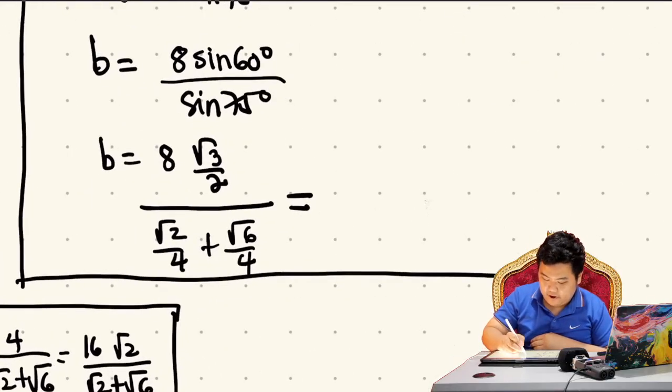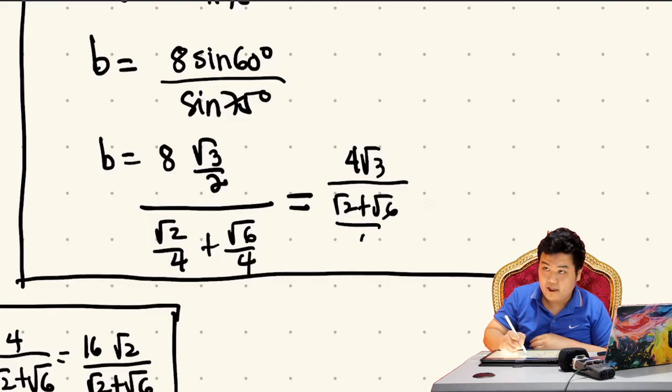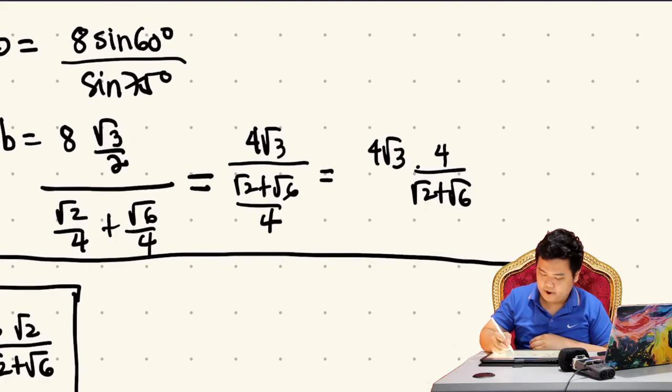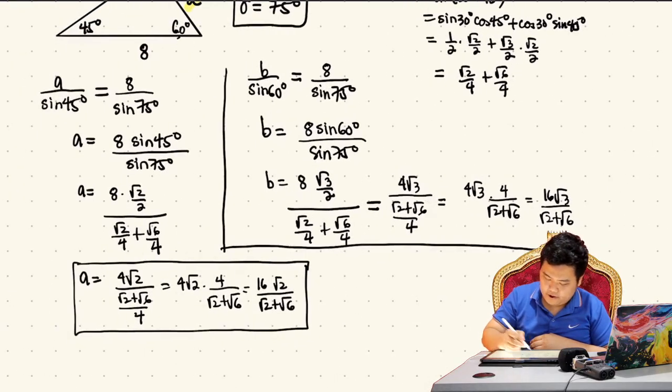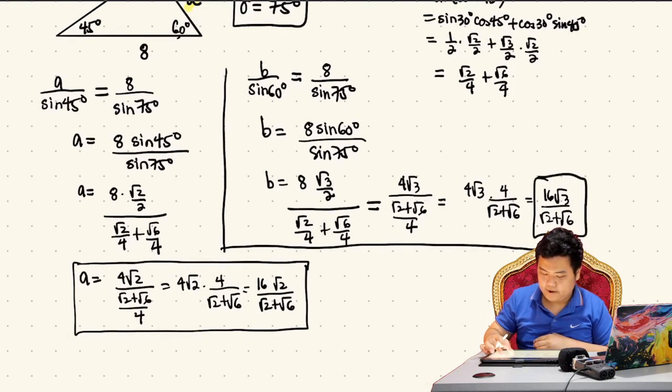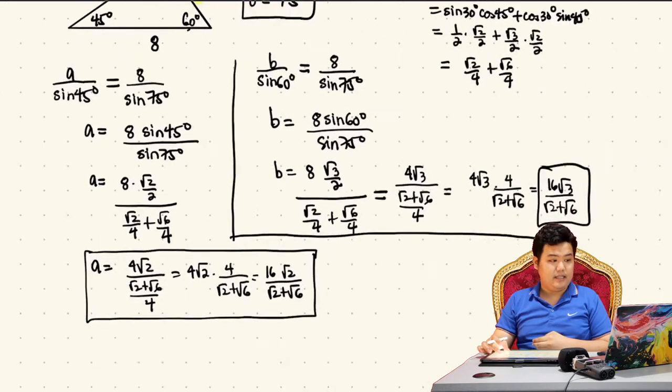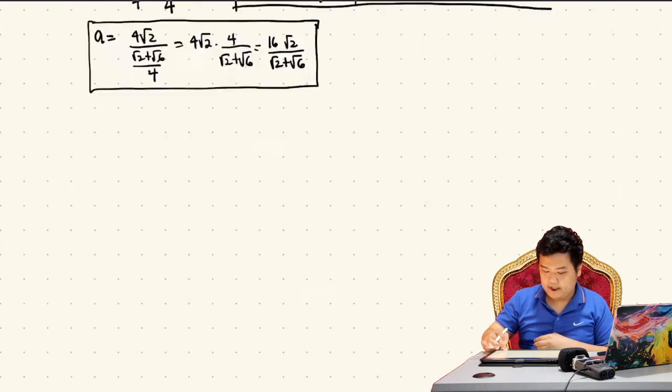Okay, so we get 4 square root of 3 divided by square root of 2 plus square root of 6 over 4, which is 4 square root of 3 times 4 over square root of 2 plus square root of 6, which is 16 square root of 3 over square root of 2 plus square root of 6. So that is the value of B. Okay, so that's how we use a sine law. So ngayon naman, i-discuss na natin yung cosine law.